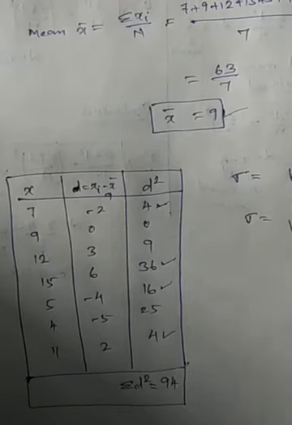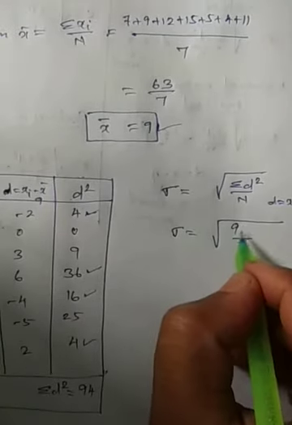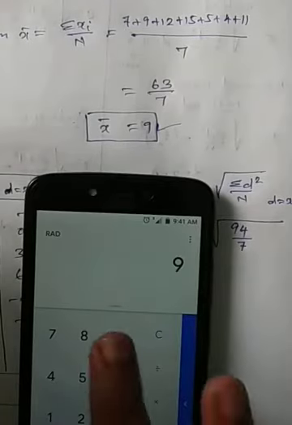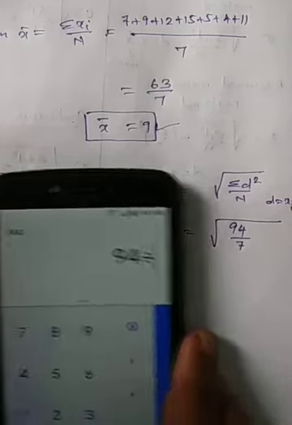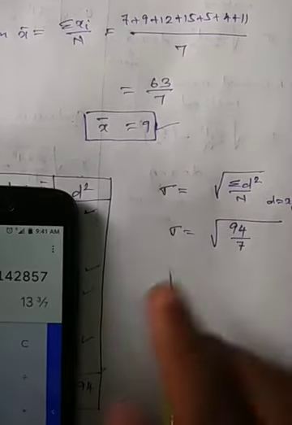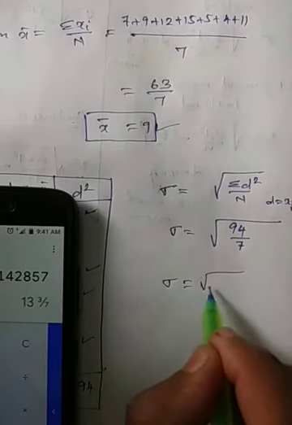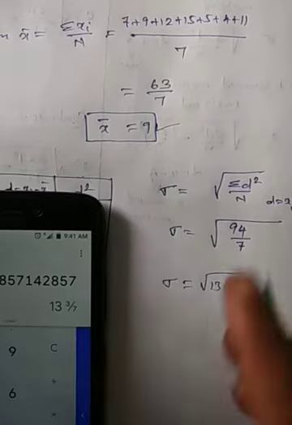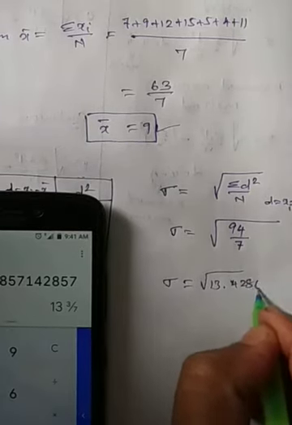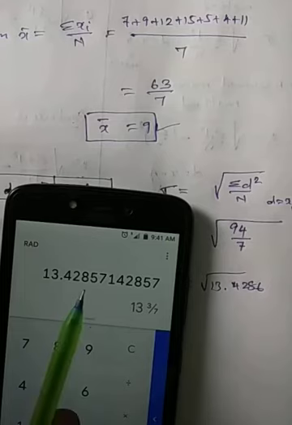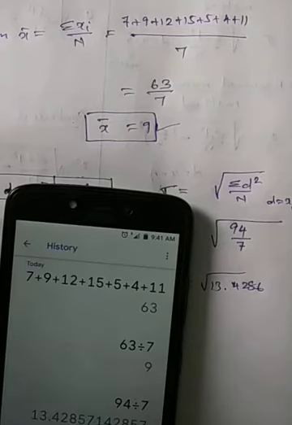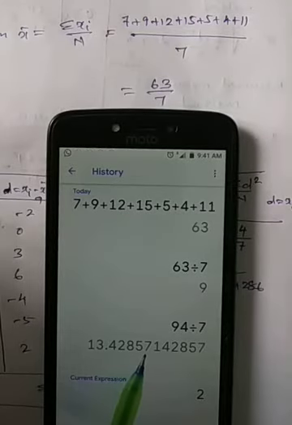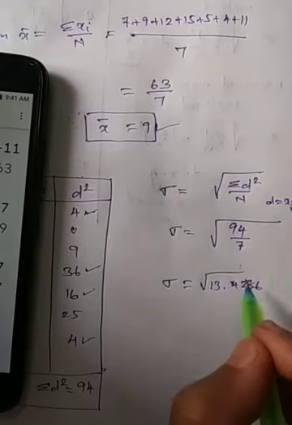We are getting 94. Now we substitute this value here: sigma d square is 94. Again, 94 divided by n, which is 7. So sigma equals square root of 13.4286. You can see 13.42857 is there; I round it and write 6 here.